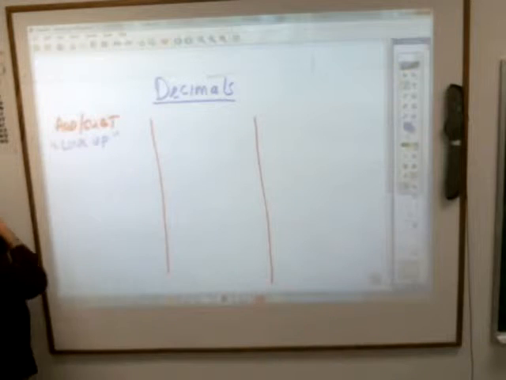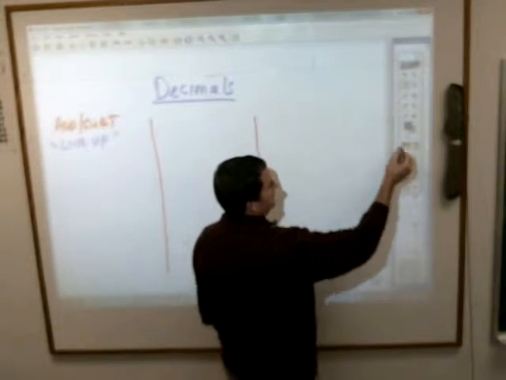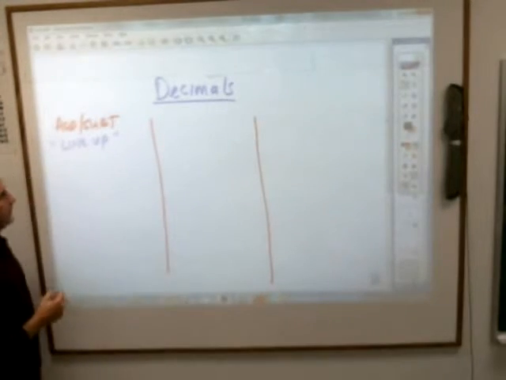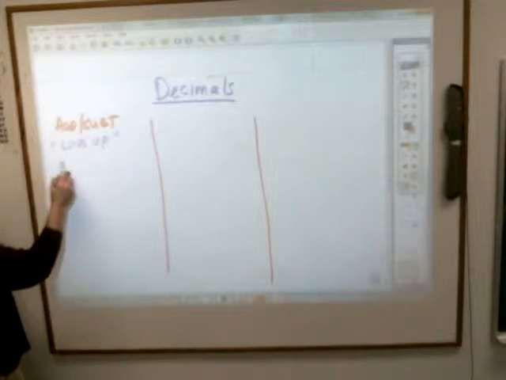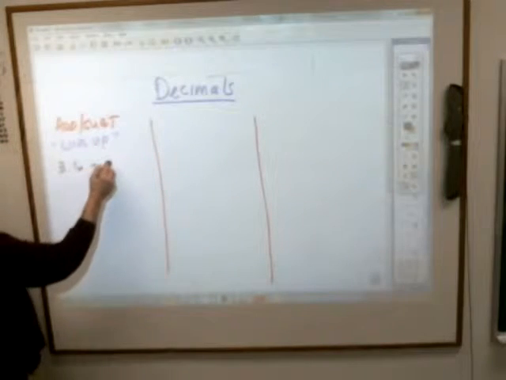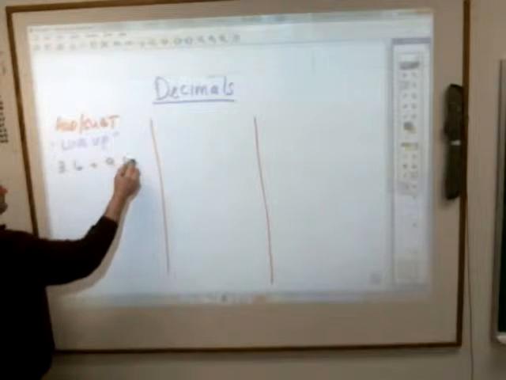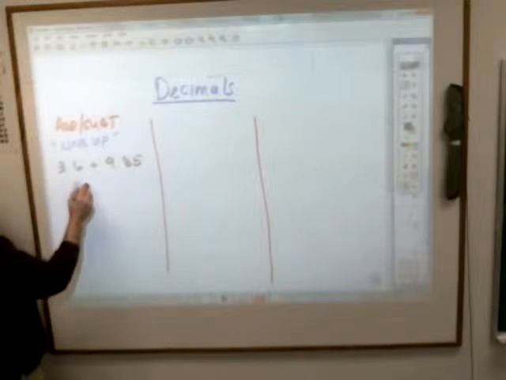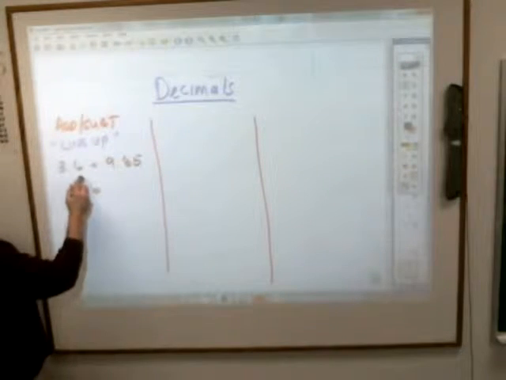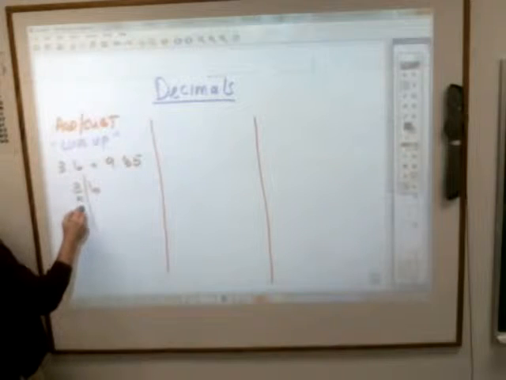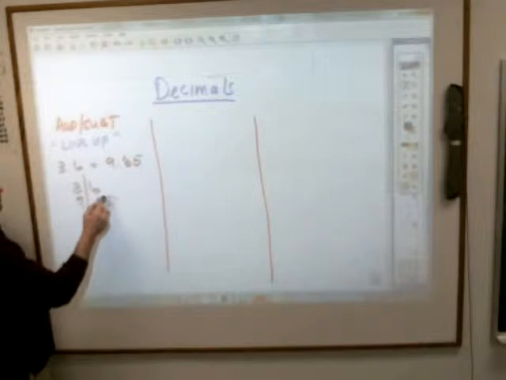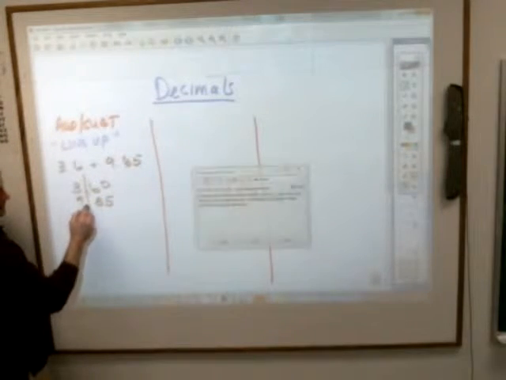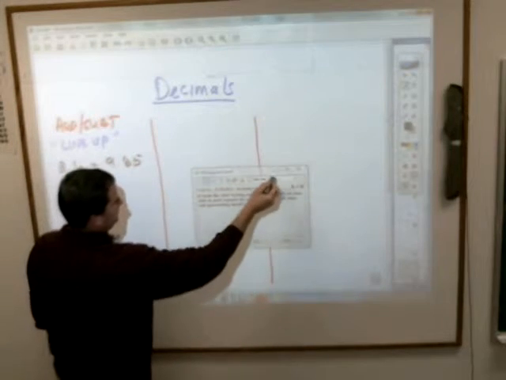In other words, it's probably good to get all this on one piece of paper, that way you don't have to look very far. If you have 3.6 plus 9.85, when you add or subtract, you just need to take 3.6, line up the decimals, 9.85. You're always allowed to add zeros at the end of numbers there.